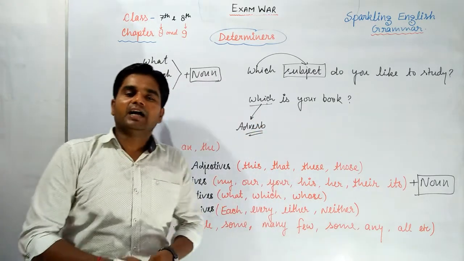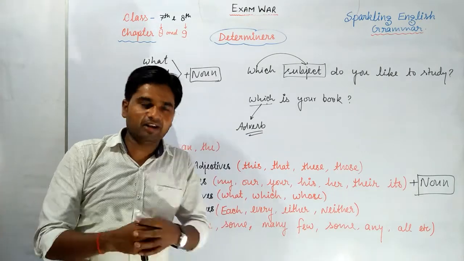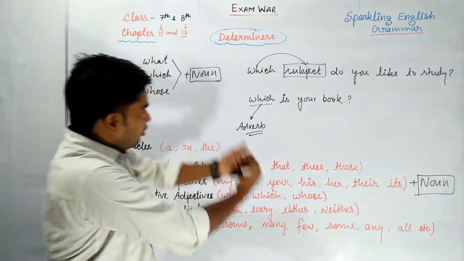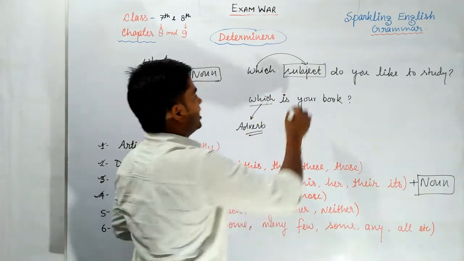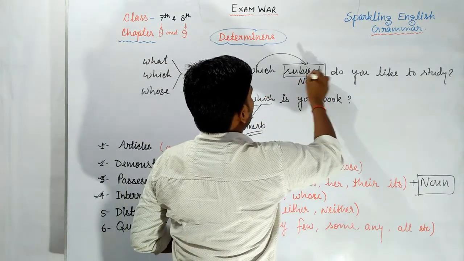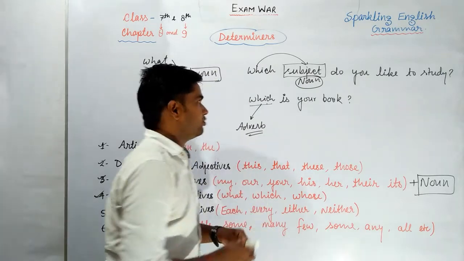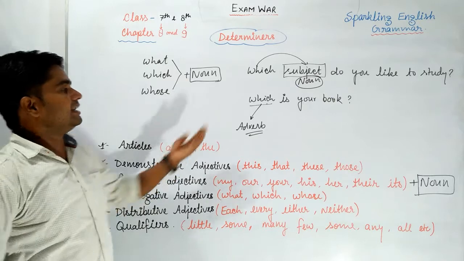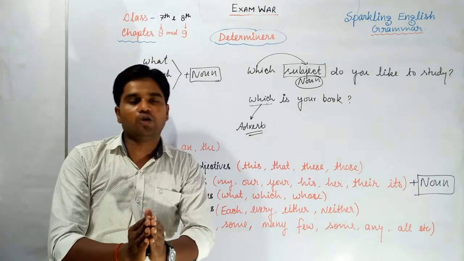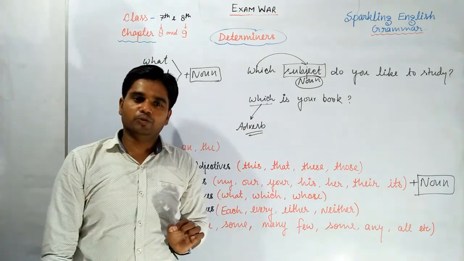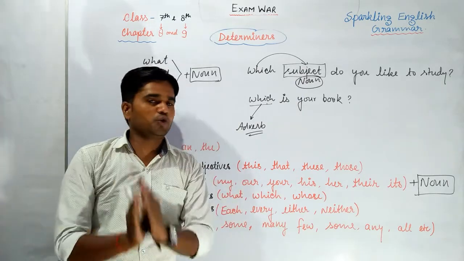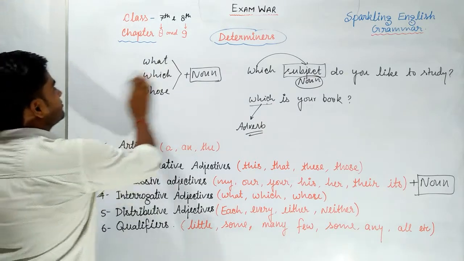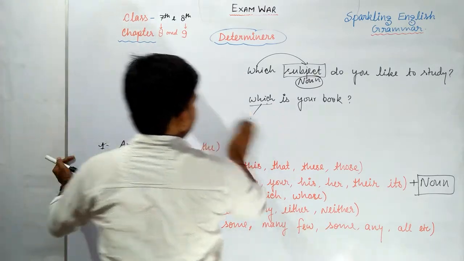So I think you get these things well. If which, what, or whose are followed by any noun, then they are adjectives, they are interrogative adjectives. And if they are not followed by any noun, then they are adverbs. I think you understood the difference between adverb and adjective. So let's move to the next point.